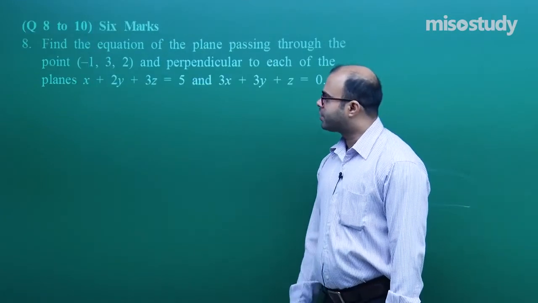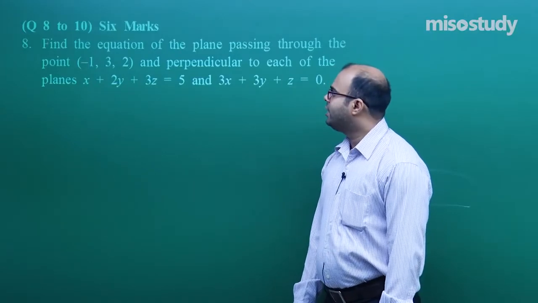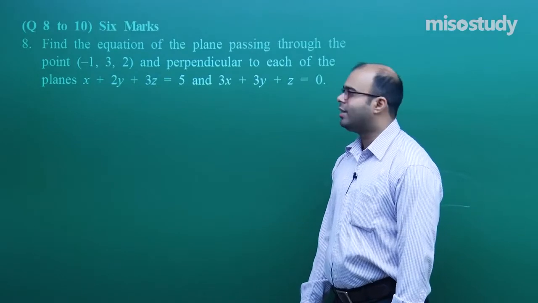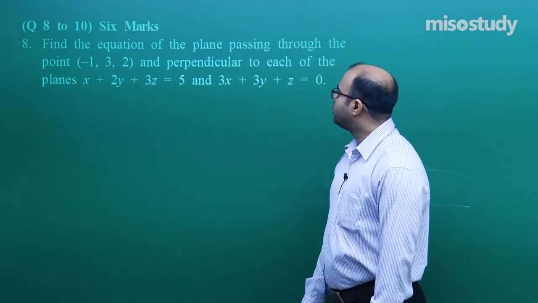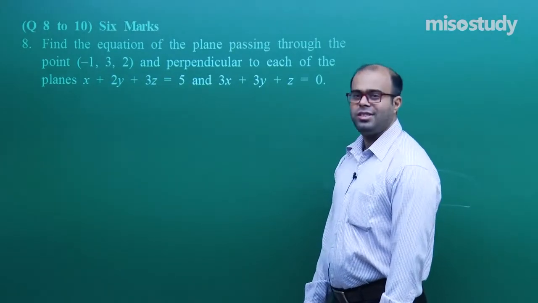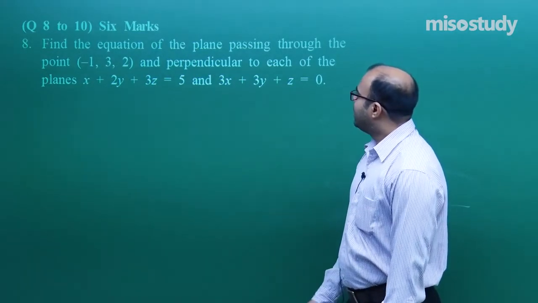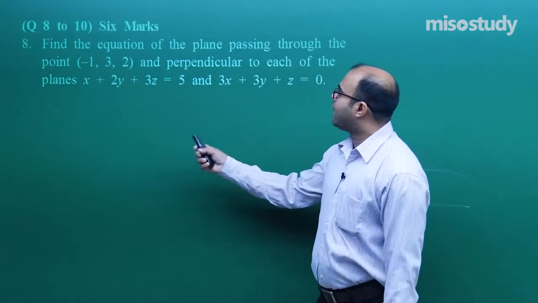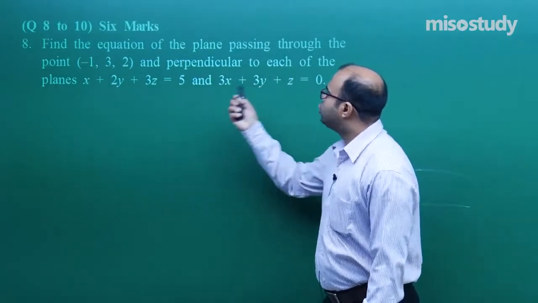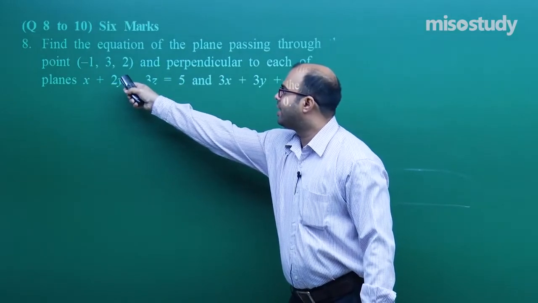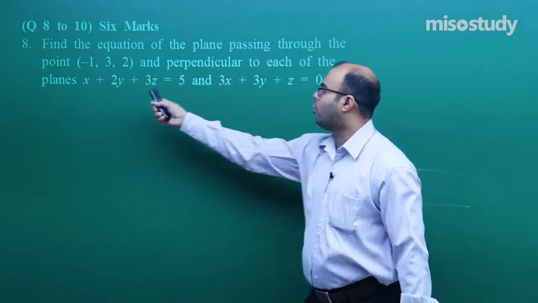Next question is of 6 marks, question number 8. Find the equation of the plane passing through the given point and perpendicular to each of the planes, this and this. These two planes are also given to us. So they are saying that the plane is actually perpendicular to each of these two planes. Later on we will use the given condition that it is passing through the point.